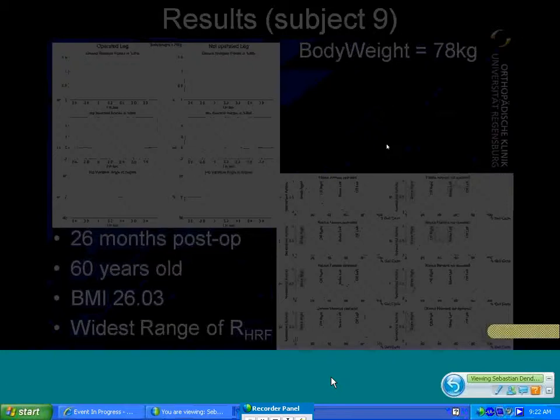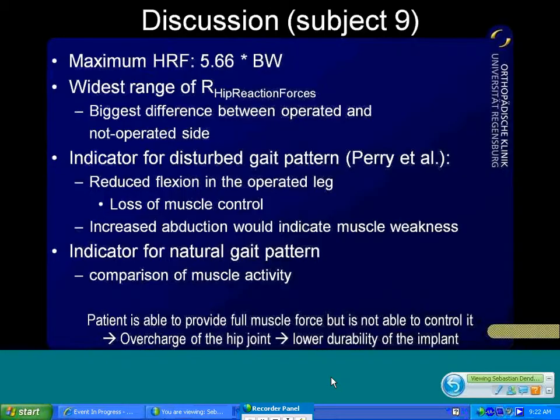So we have a maximum hip reaction force of 5.66 times body weight in the operated leg, and we had the widest range of the ratios of hip reaction forces. What does that tell us? The widest range of the ratio of the hip reaction forces? It tells us that in subject 9 appears the biggest difference between the operated and the not operated side.